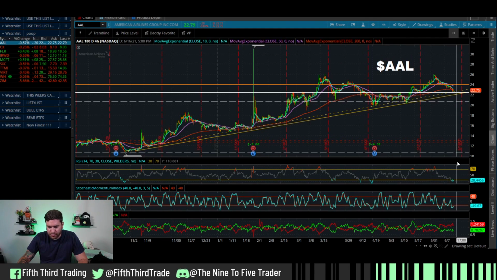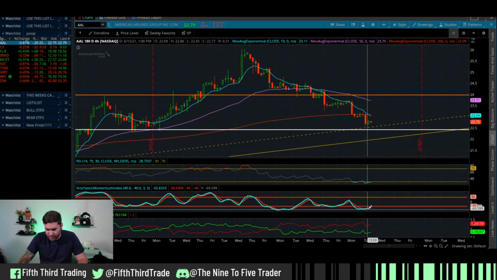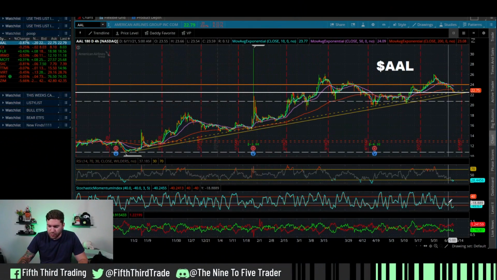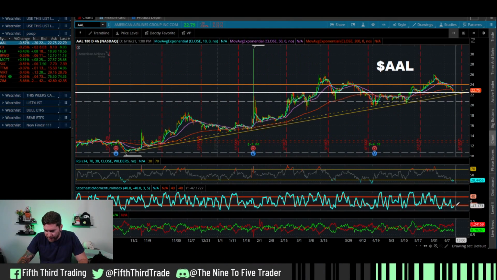Negative for the stochastic too would take too long, but again, negative 40 is what you want, and it's showing life. You see how that blue? See this blue crossing over the red? That's what Daddy likes to see, and so that's what we're seeing here. We gotta see it come above the negative 40, push higher. That's what we want to see.